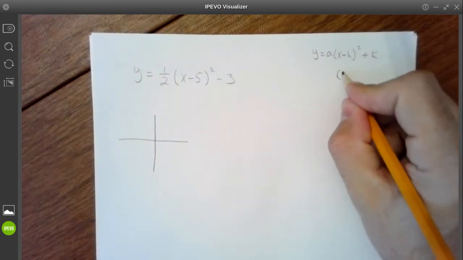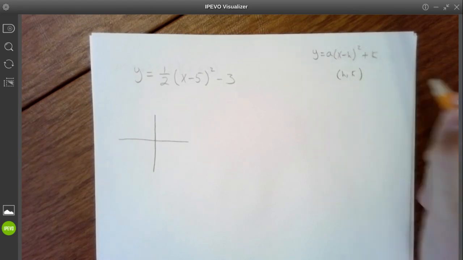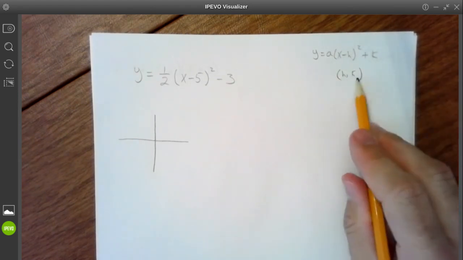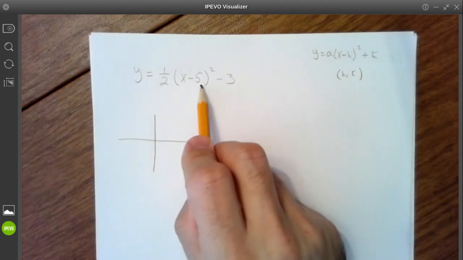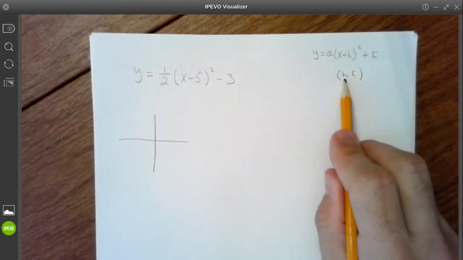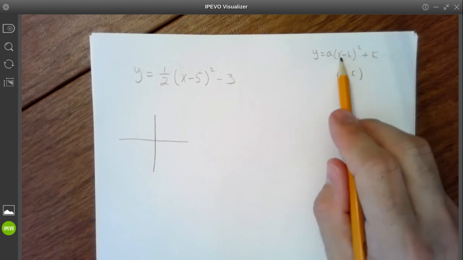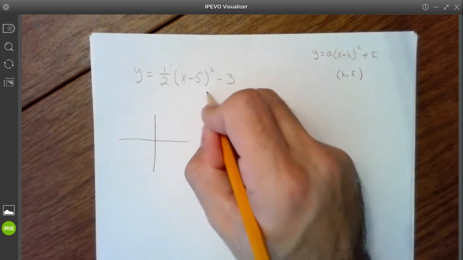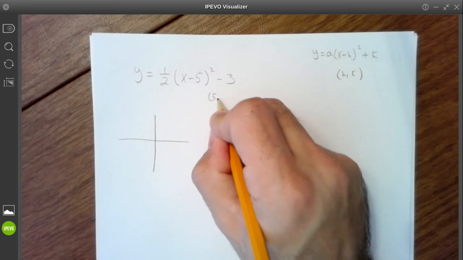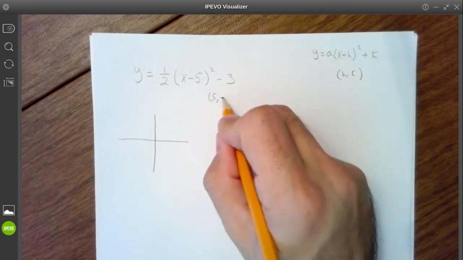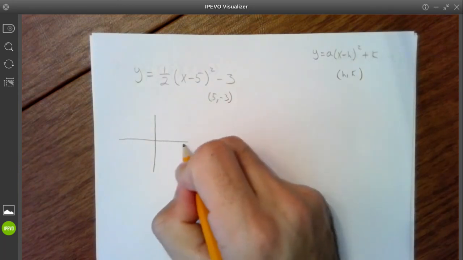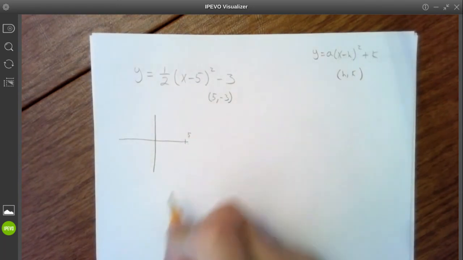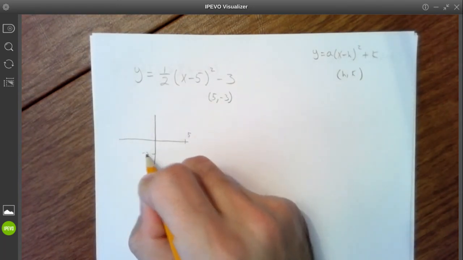This H and K over here are going to represent your X and Y for your vertex. So if it shows X minus 5 here, that means that the H is just 5. Notice it's X minus H in that formula. So the vertex is going to be positive 5 and negative 3 for the K there. So you just plot that point, 5 on the x-axis, negative 3 there.